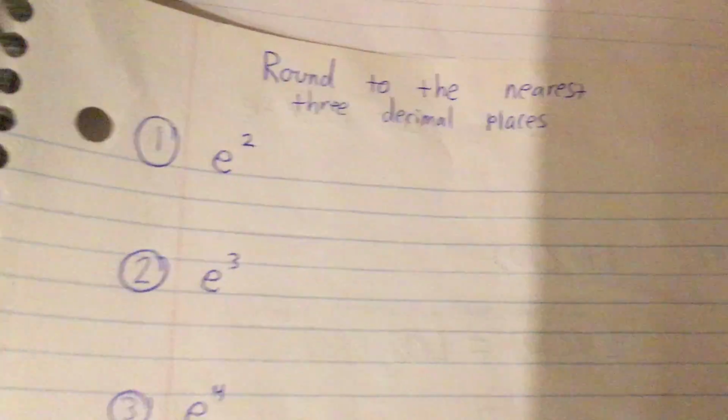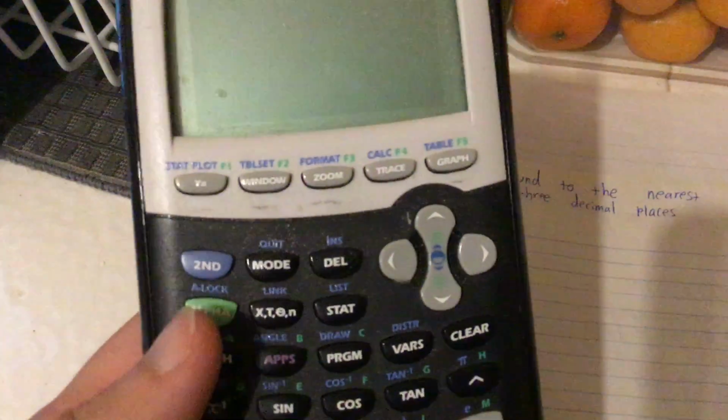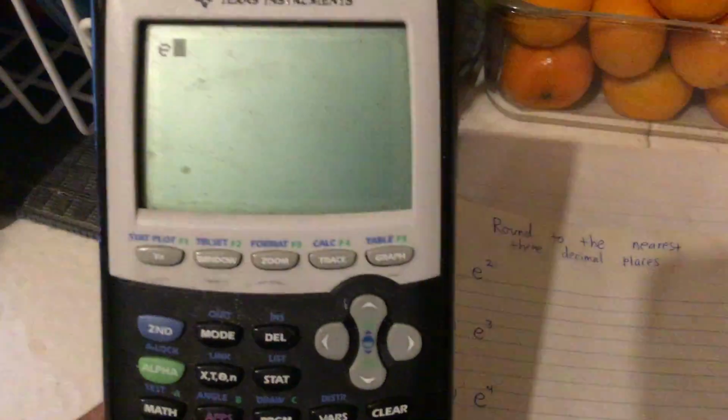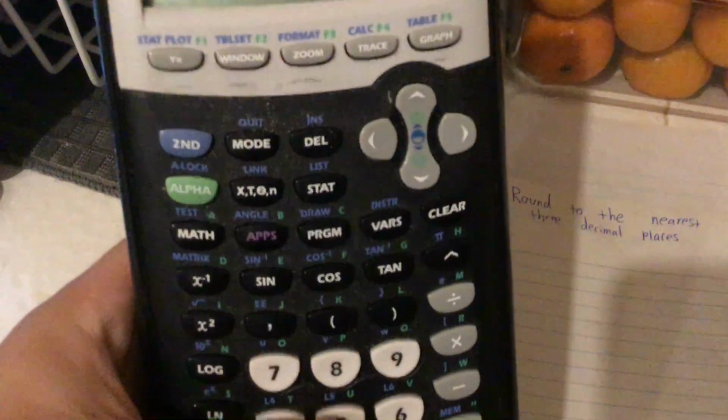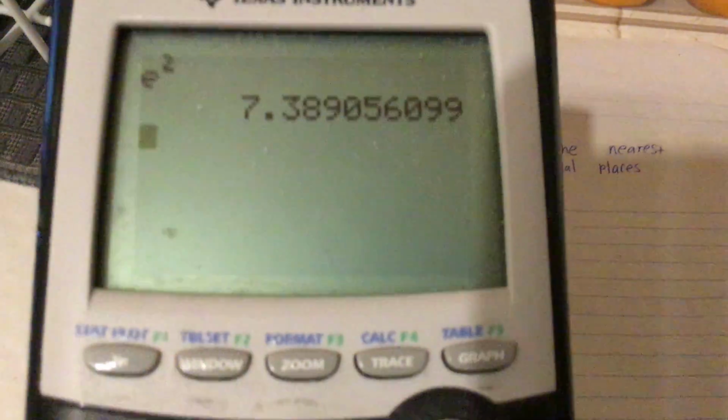So let's say I just practice with this. I just want to round to the nearest 3 decimal places by doing e to the second power. This is mostly just prep for your calculator work. So I take my button e, second and division sign, and I'm going to take that to the second power. And that's going to be 7.389.